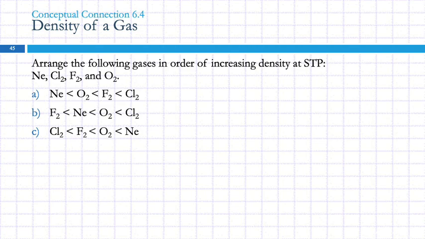Arrange the following gases in order of increasing density at STP. This is a great exam question. So how do we even think about this? This is at STP. If we have equal moles, we have equal volumes, right? And then what is density? Density is the mass divided by the volume.